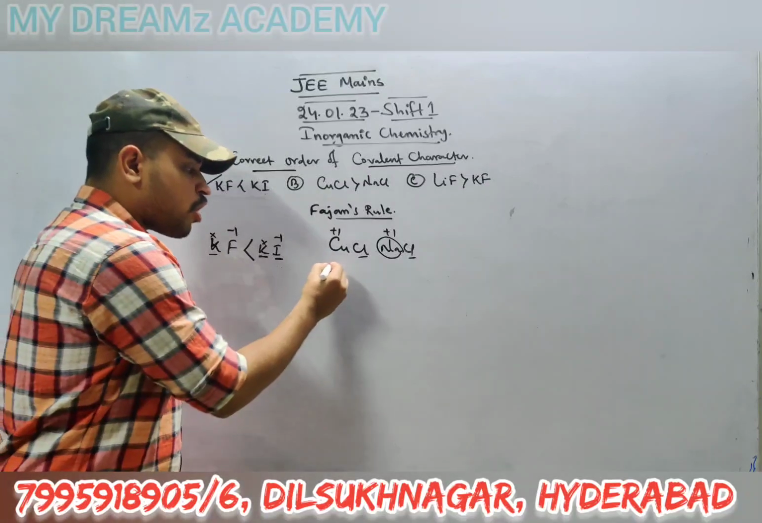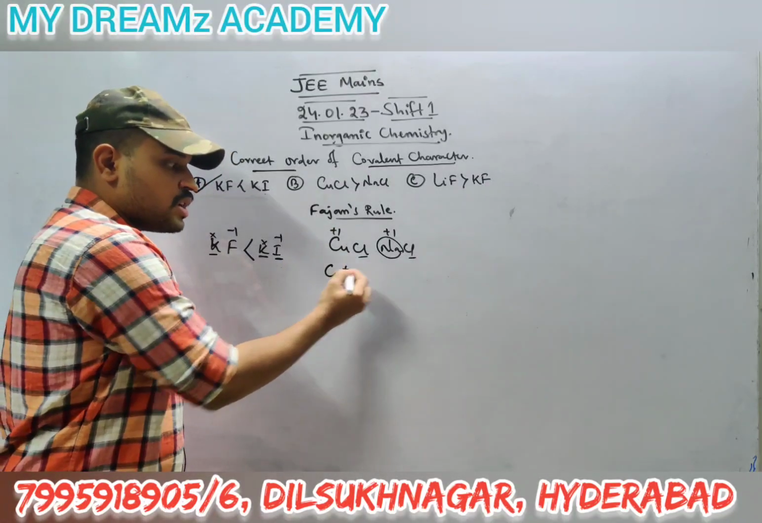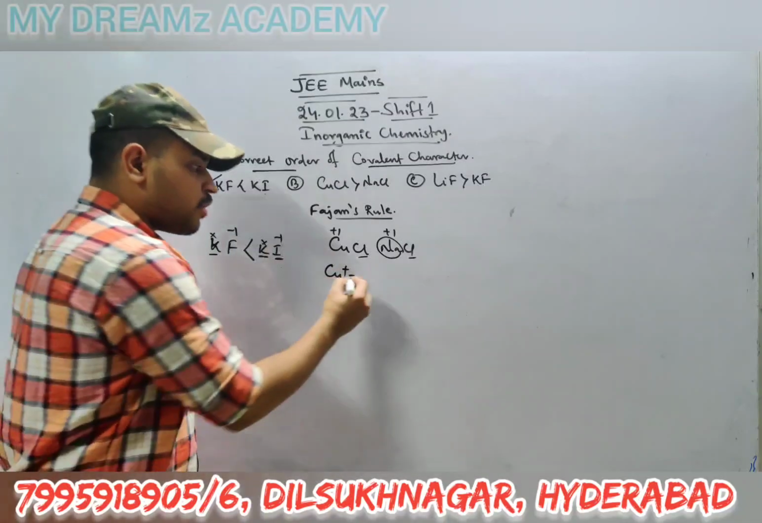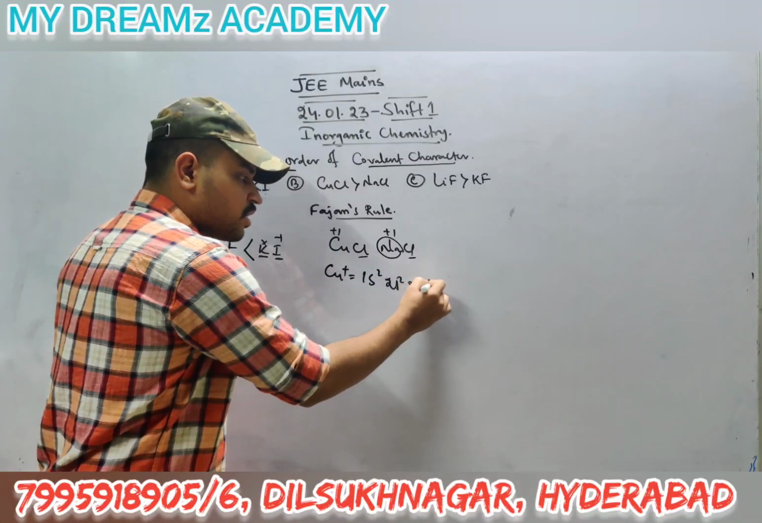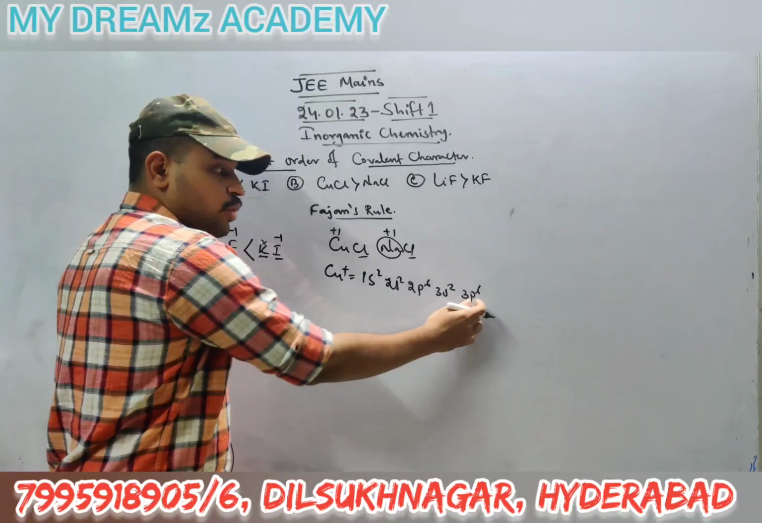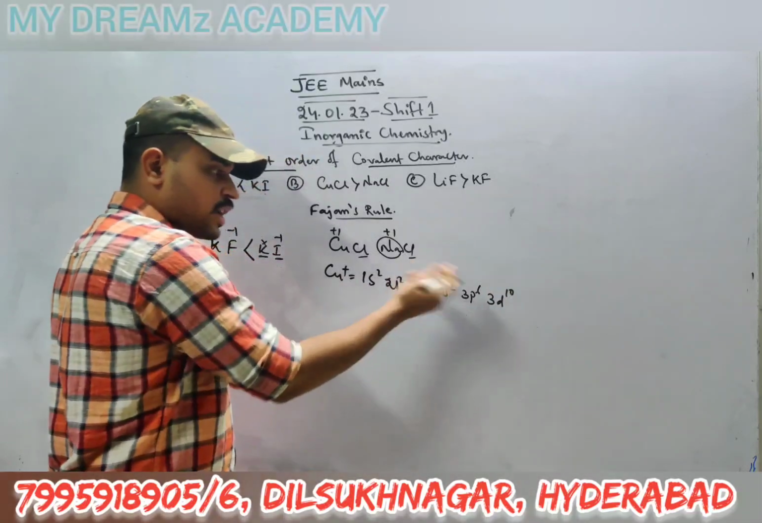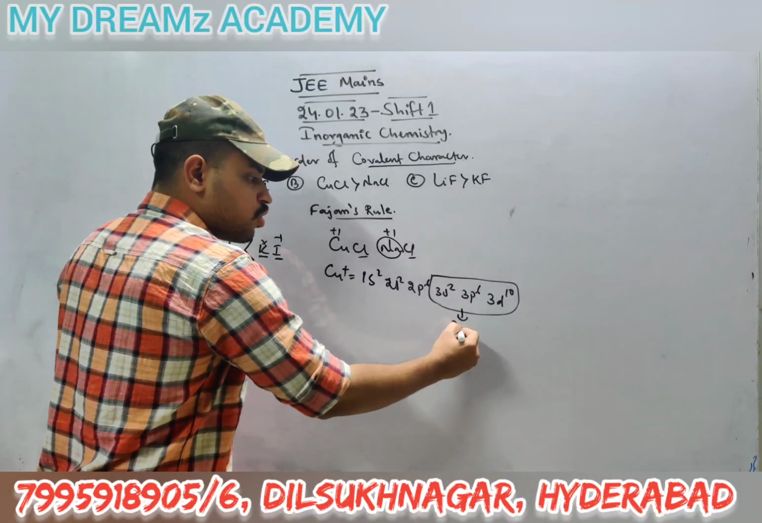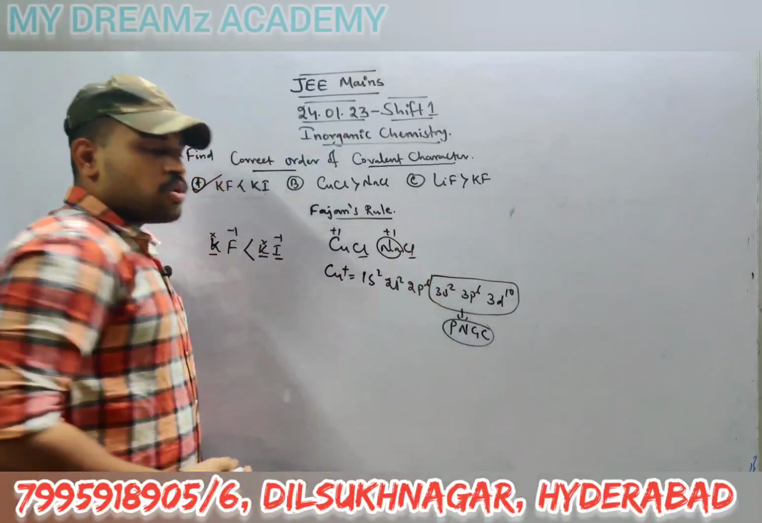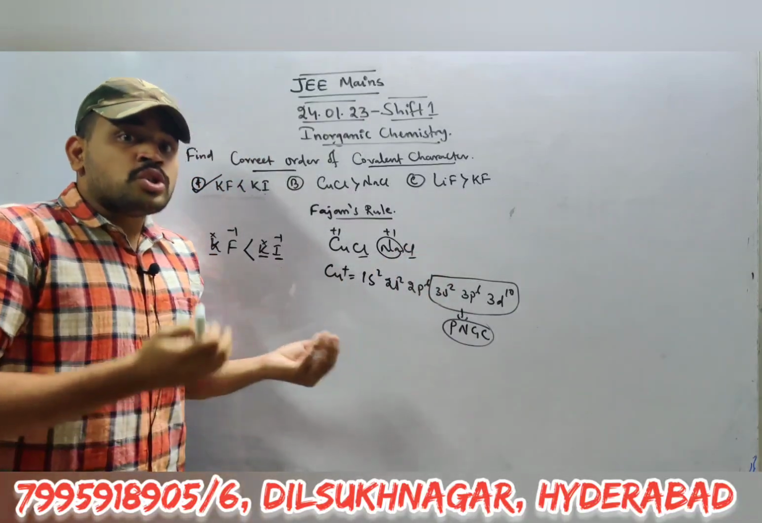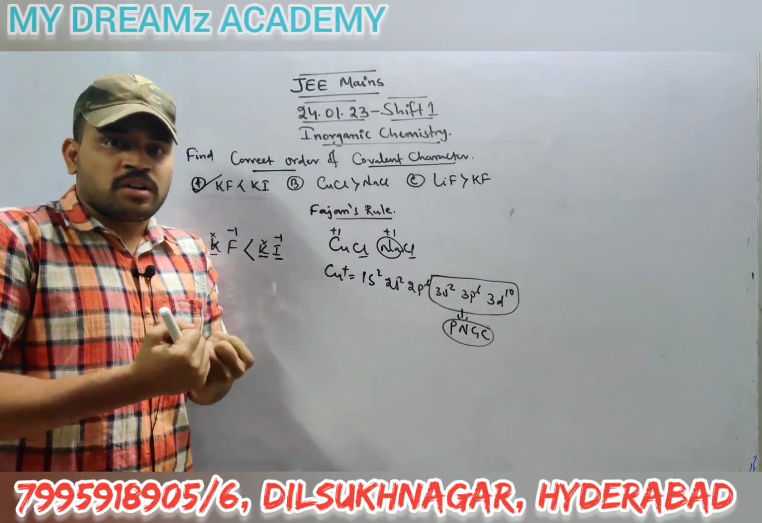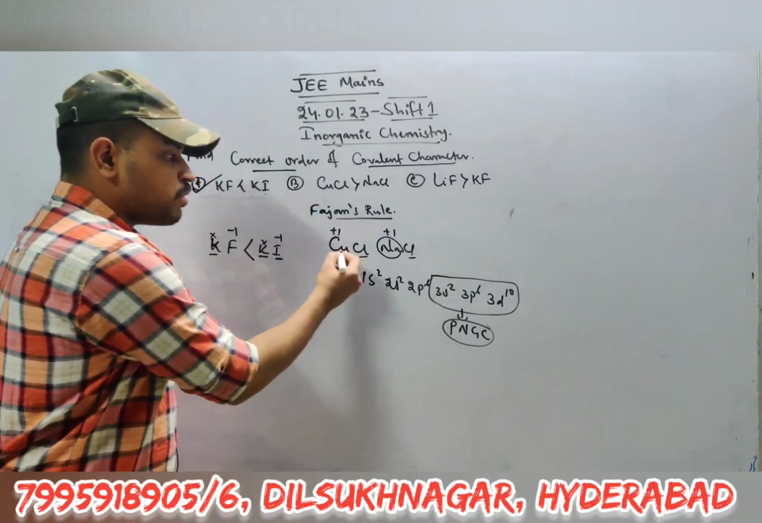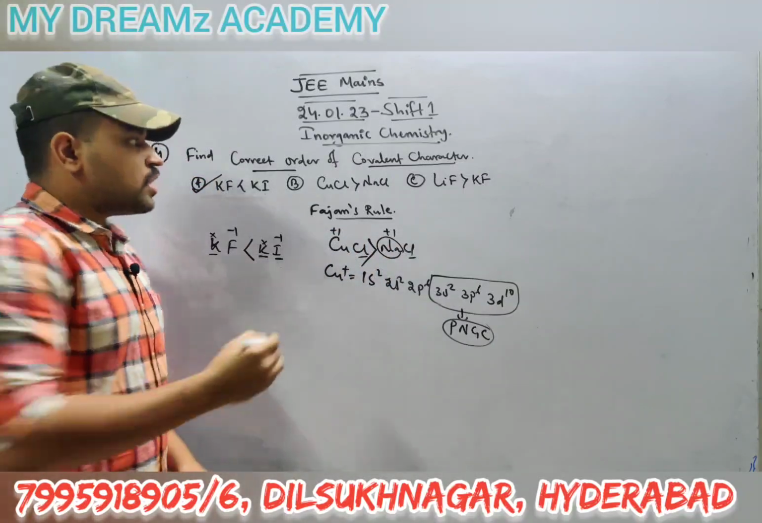In the case of copper, Cu+, what is the charge? +1. So Cu+ has pseudo noble gas configuration. What is that? 1s2, 2s2, 2p6, 3s2, 3p6, and 4s1 is not there, so it is 3d10, because one electron is gone from 4s1. So the electronic configuration is ns2, np6, nd10, called pseudo noble gas configuration, PNGC. Those cations having pseudo noble gas configuration show more polarizing power. When the cation shows more polarizing power, it will show more covalent character. So between CuCl and NaCl, CuCl shows more covalent character. That's why the answer will be this.